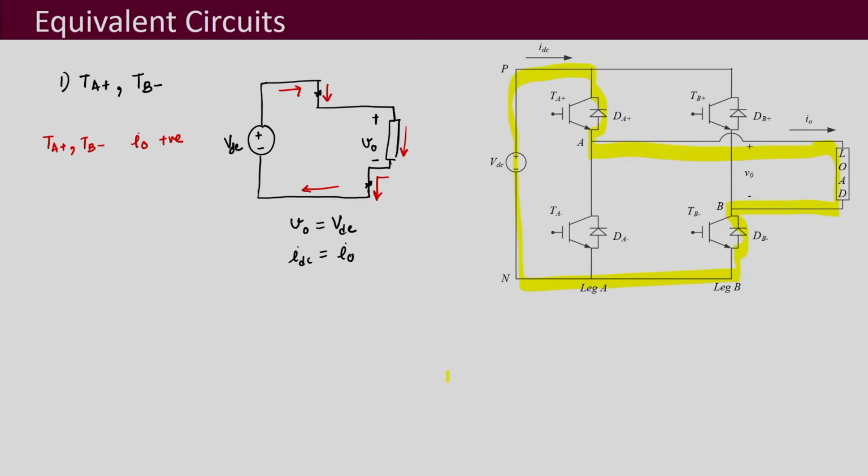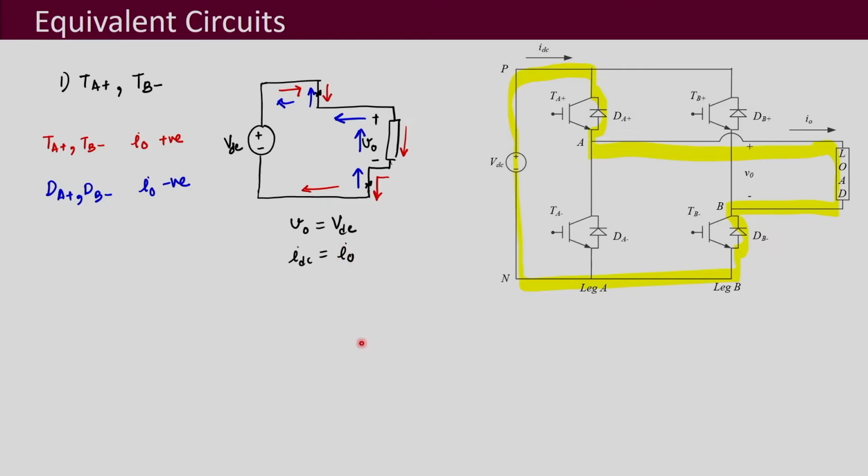So, that means what we observe here is that now the current is carried by the diodes. This current flows like this in the opposite direction when the current is negative. So, the current is carried by the diodes dA plus and dB minus when current is negative, and these two, your VO equal to VDC and IDC equal to IO, these two remain same irrespective of the direction of the load current.